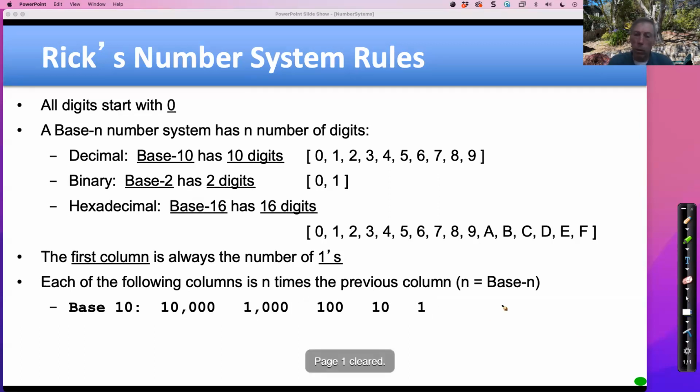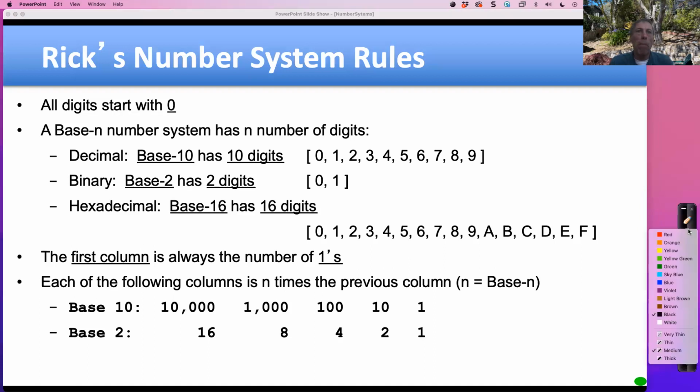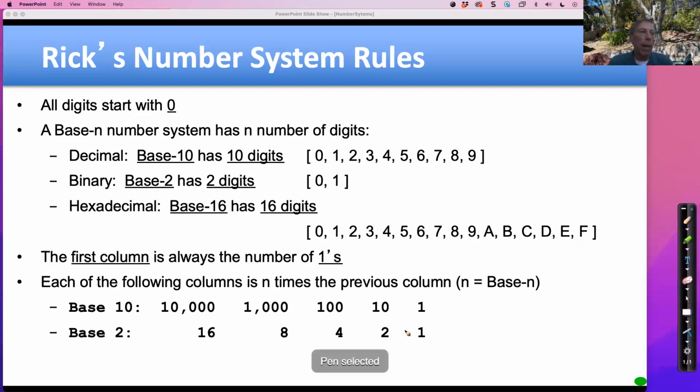Now, the same holds true for all the other number systems. For example, base 2. The first column is the column of ones. The next column is 2 times the previous column. Why 2 times? Because we're talking base 2. Before we were talking base 10. Base 2 means each successive column is 2 times the previous column. And the same holds true for any number system you want to think of.